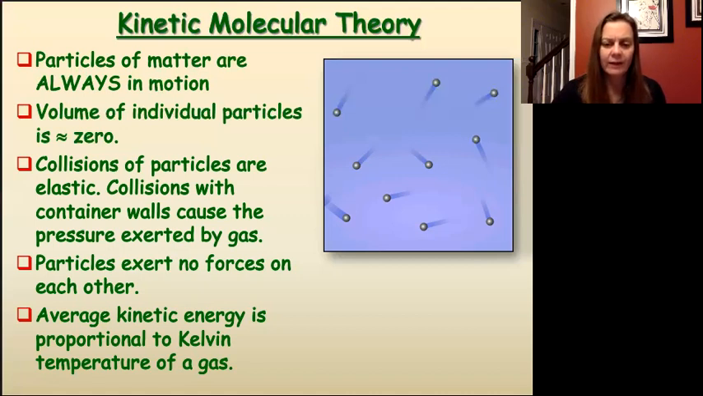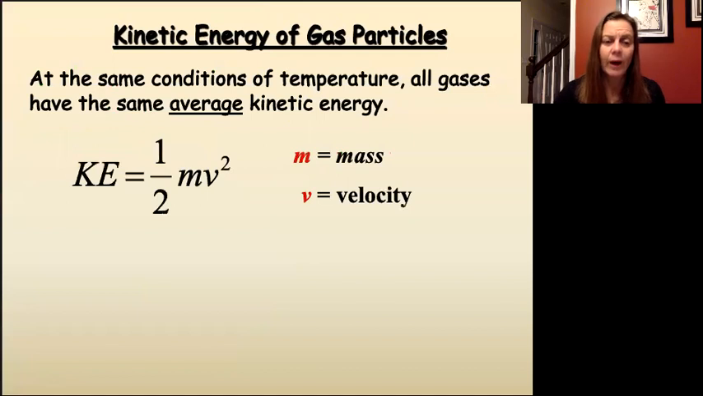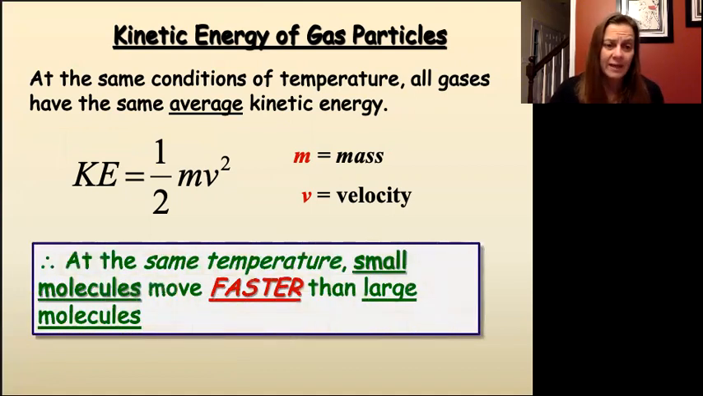So let's explore that last one just a little bit. At the same temperature, all gases have the same average kinetic energy. And the formula for kinetic energy is kinetic energy equals 1/2 the mass times the velocity squared. So if you have two gases at the same temperature, the smaller molecules are going to have a smaller mass, which means they're going to have a higher velocity. Larger particles will have a larger mass, which means they'll have a lower velocity.